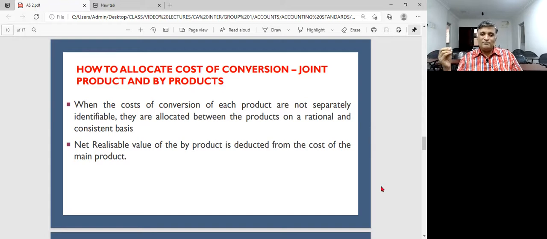Now, by and large, these byproducts will have a very insignificant value. So if you find a market for this byproduct, you will have a net realizable value for this byproduct. You please reduce it from the cost of the main product. That is what the standard says. Net realizable value of the byproduct is deducted from the cost of the main product. This is the recommendation of the standard.